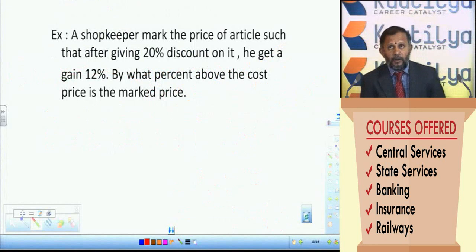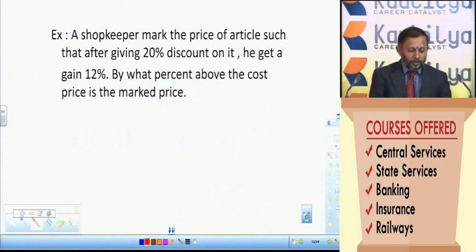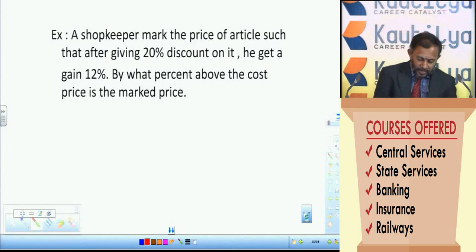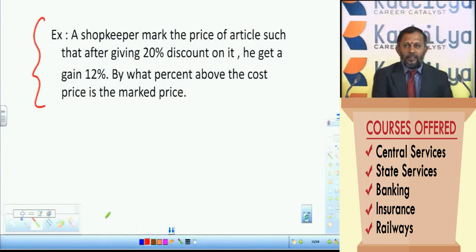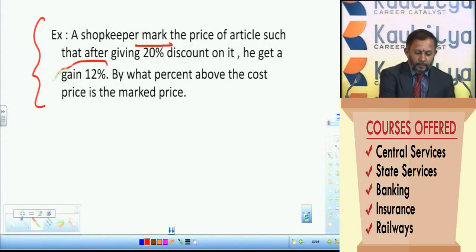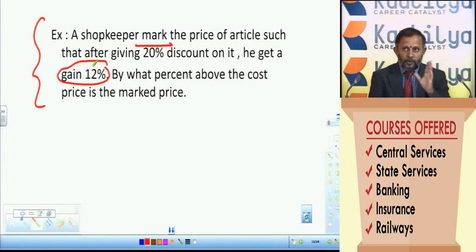And one more example from a previous paper, long back. Earlier we discussed nearly 6 or 7 questions, all of which appeared from a single paper. But this example is from another paper. This is related to the profit and loss concept. A shopkeeper marks the price of the article such that after giving a 20% discount on it, he can get a gain of 12%. So after giving a discount of 20%, he had a gain of 12%. And the question is by what percentage above the cost price is the marketing price.